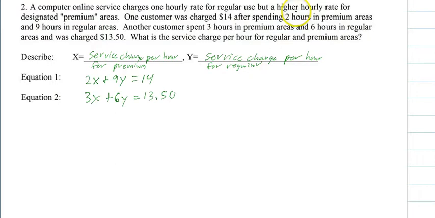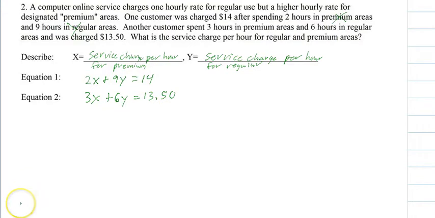So remember, it's 2 hours for each premium. So that's 2x. Right there's x, and that's y. So it's 2x plus 9y equals 14. And then for each hour of premium, it's going to cost x dollars. And for each hour of regular, it's going to cost y dollars. So 3x plus 6y equals $13.50. And now they're lined up for elimination. So go ahead and try elimination on it.